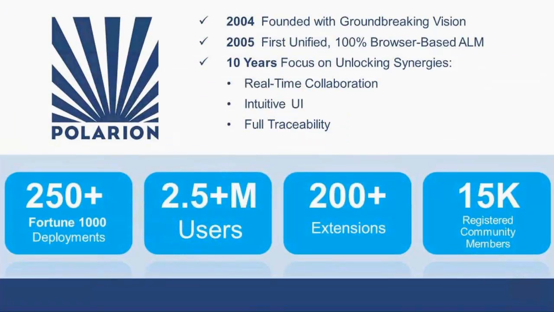So just to start off, a little bit about Polarian. Polarian was first founded in 2004. In 2005, we came out with the very first unified 100% browser-based ALM system. For 10 years, we focused really on unlocking synergies, so really bringing people together, including real-time collaboration, having intuitive UI for ease of use, and full traceability across your entire process. We have over 250 Fortune 1000 deployments, over 2.5 million users who use Polarian on a daily basis. We have 200 plus extensions, and we have 15,000 registered community members on our forums and pages.